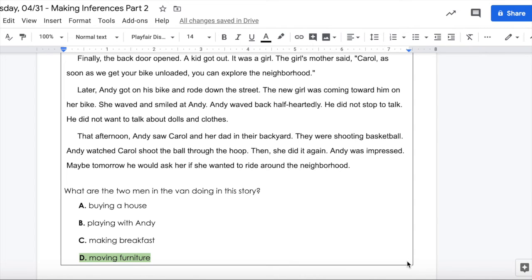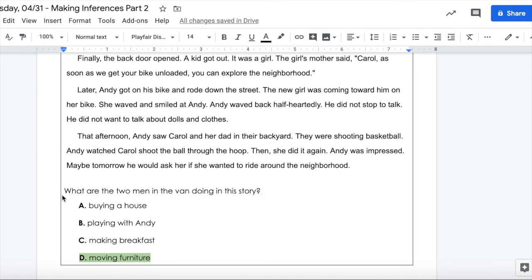That afternoon, Andy saw Carol and her dad in the backyard. They were shooting basketball, and Andy watched Carol shoot the ball through the hoop. Then she did it again. Andy was impressed. Maybe tomorrow he would ask her if she wanted to ride around the neighborhood.